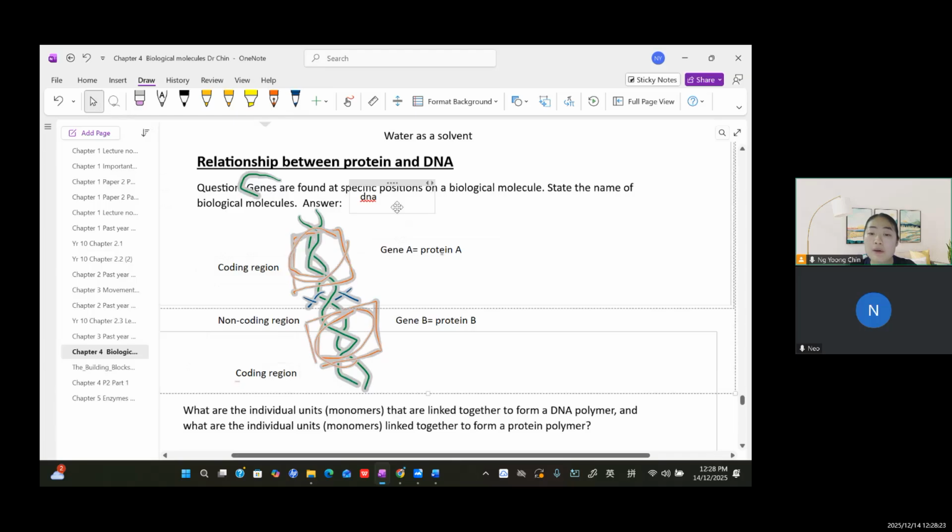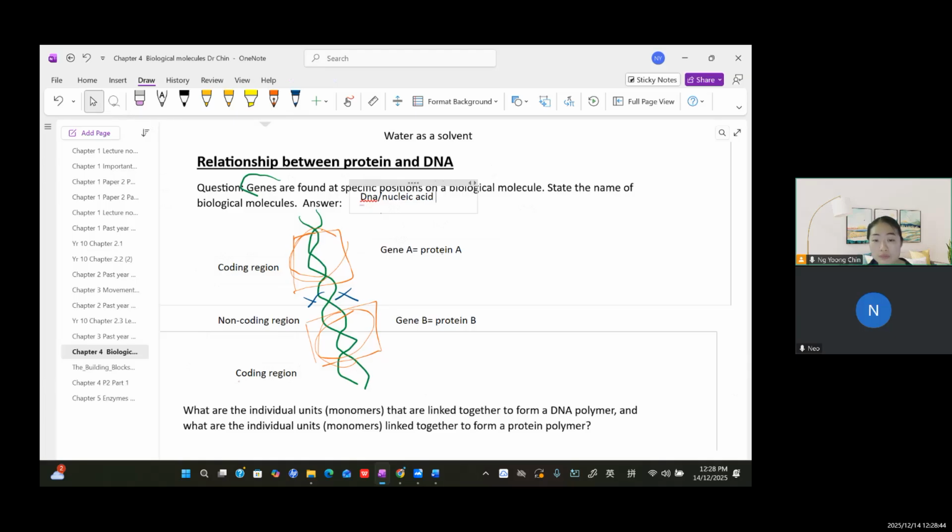Okay, so for this one, some of the students answered that genes are found at a specific position on a biological molecule, and the answer was proteins. Protein is a wrong answer. The answer is DNA, or sometimes you can write nucleic acids as well. It's DNA, because DNA carries the gene. So the genes are found in the DNA. The genes are not becoming the protein yet, they are just found in the DNA. Later, a short segment will become the protein.